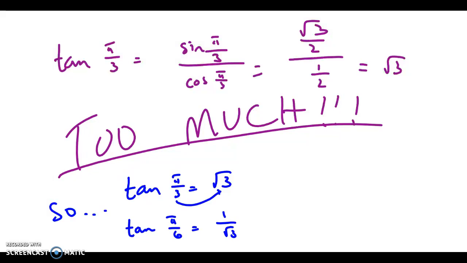Tangents are always tricky, tangents and cotangents. The tangent of pi over 3 is the same thing as sine of pi over 3 divided by cosine of pi over 3, which is root 3 over 2 divided by 1/2, which is root 3. But that's just a lot of work.